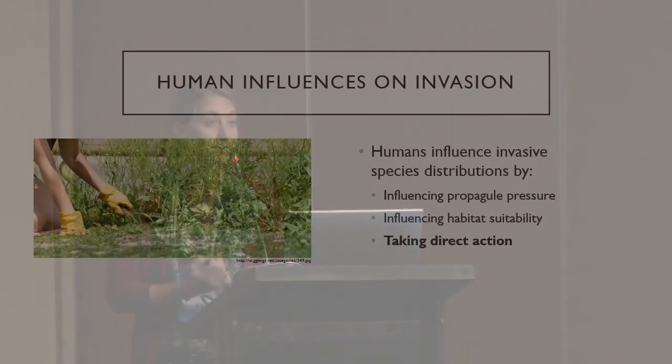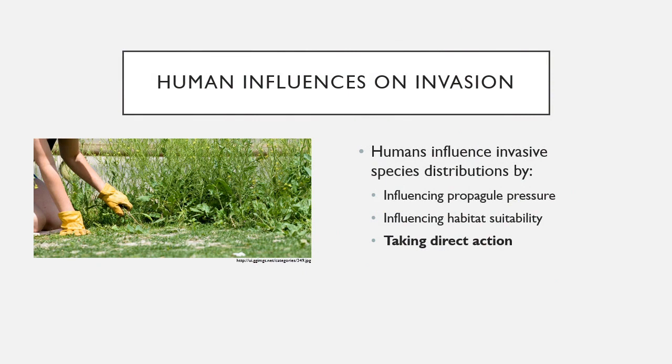So in traditional models of invasion, humans have been assumed to influence invasive species in two main ways. First, by influencing propagule pressure, or bringing in invasive species on roadways or trails. And the second is by influencing habitat suitability, through land use or development. But increasingly, we're dealing with more human-dominated landscapes, so peri-urban and urban landscapes. And in such landscapes, humans might influence invasive species distributions in another way, by taking direct action to manage invasive species on their property and in their community.